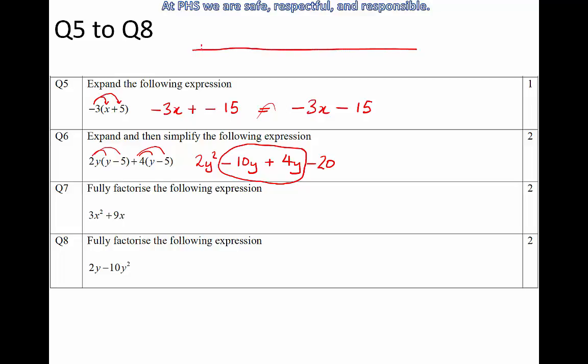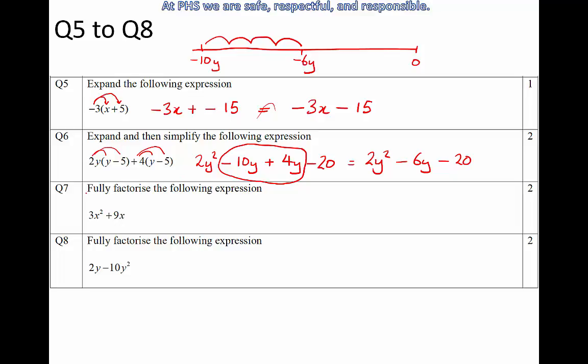If I'm at minus 10y and I have to add 4y, I'm going to be back at minus 6y, and here's 0 somewhere up here. Okay, so our final answer is going to be 2y squared minus 6y minus 20.